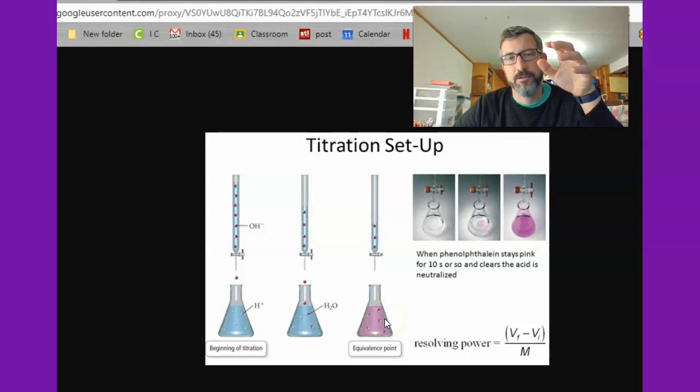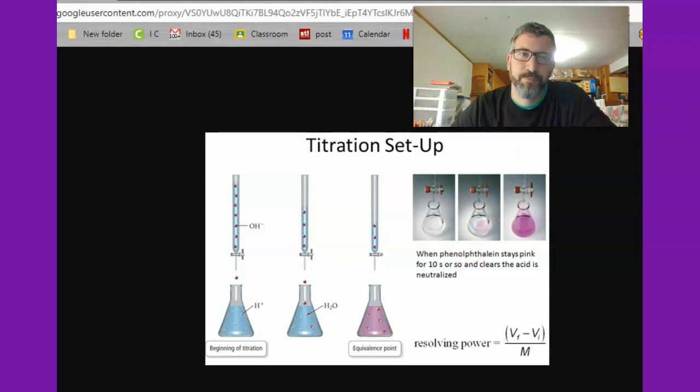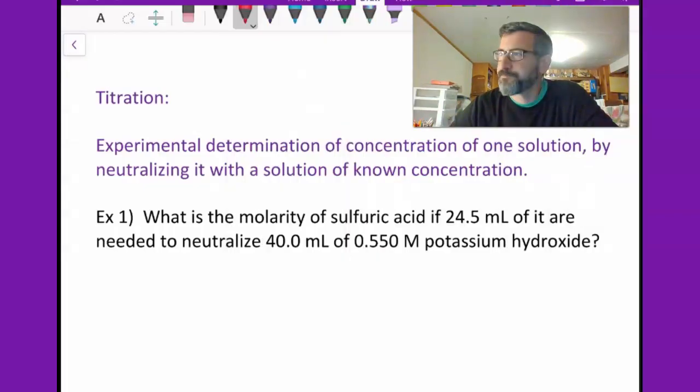And all you have to do is look at the burette and see, okay, here's how many milliliters of base were required to neutralize this many milliliters of acid, and then we can do some simple stoichiometry to figure out what the concentration of that unknown acid in the flask was. So that's kind of what it looks like. If you don't follow that, well, we don't really have time to do the lab anyway, but at least you've seen it. So let's talk about doing the math.